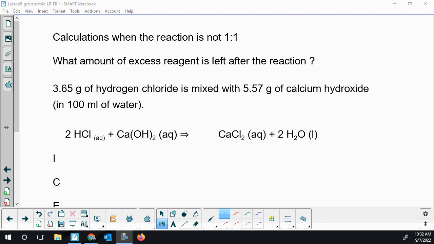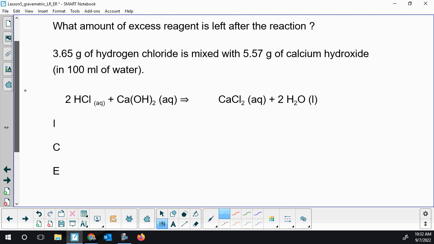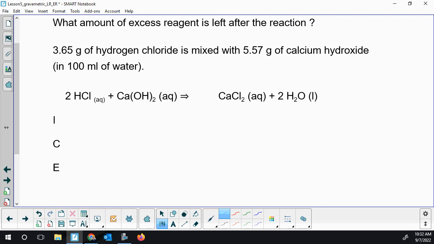So the theme of this and the next slide is calculations when the reaction is not 1-to-1. You'd probably only get 1 test question, maybe 2, that's not 1-to-1. So it's not going to be the bulk of your quizzes or tests. Okay. So the question is, what amount of excess reagent is left after the reaction?